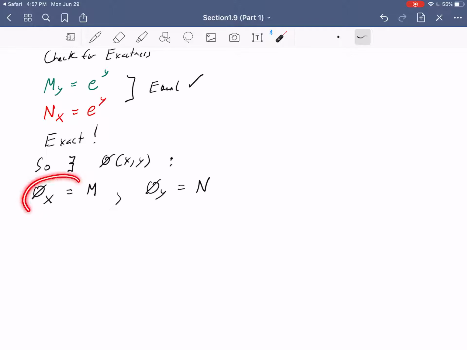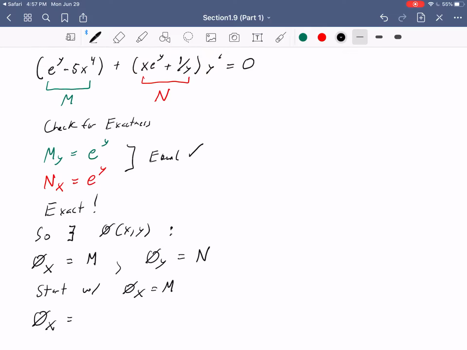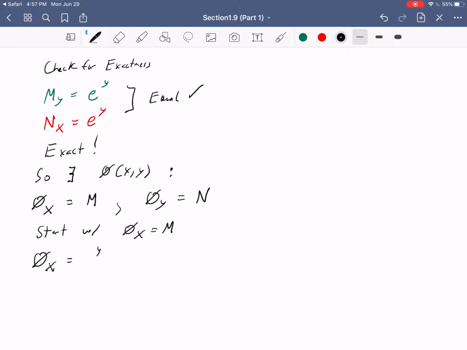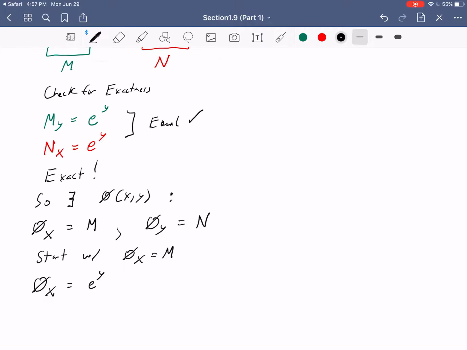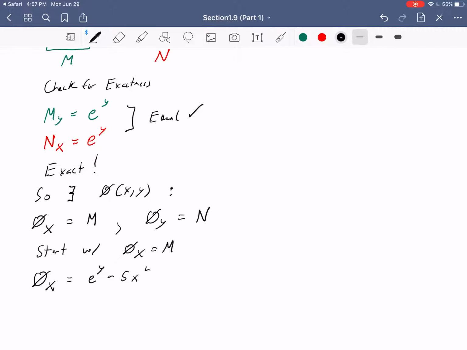Let's go ahead and just do the same thing. Let's start with this one. So just for fun, we'll continue the same approach. It wouldn't matter which one you start with, but we'll start with phi sub x equals m. So that means the partial with respect to x of phi is supposed to be equal to m, which is e to the y minus 5x to the fourth.